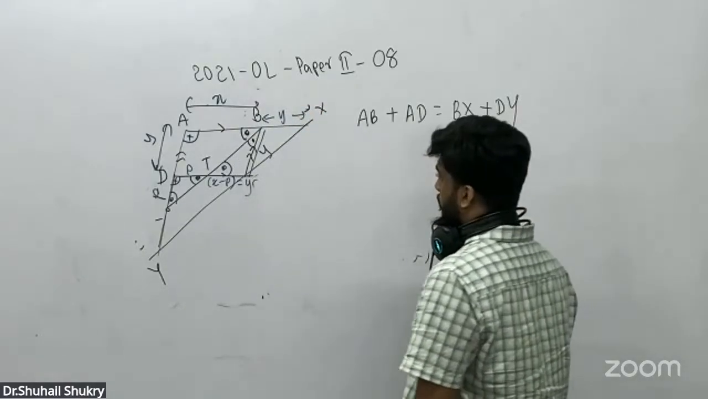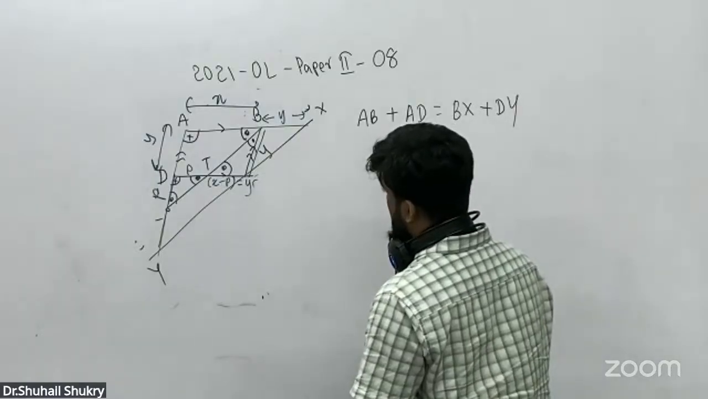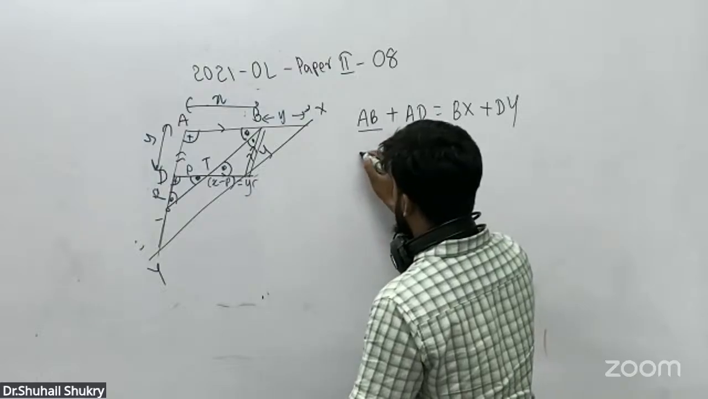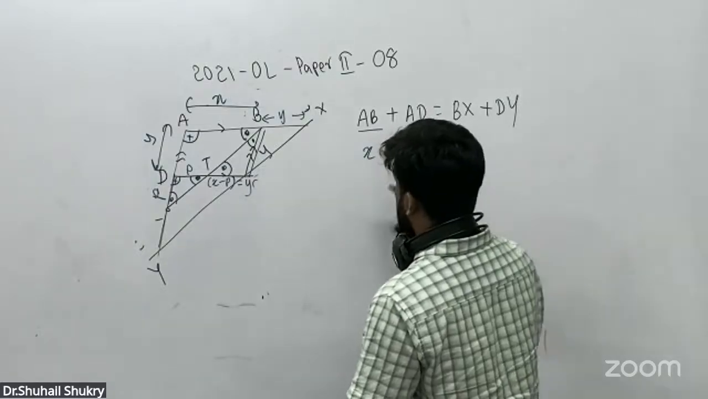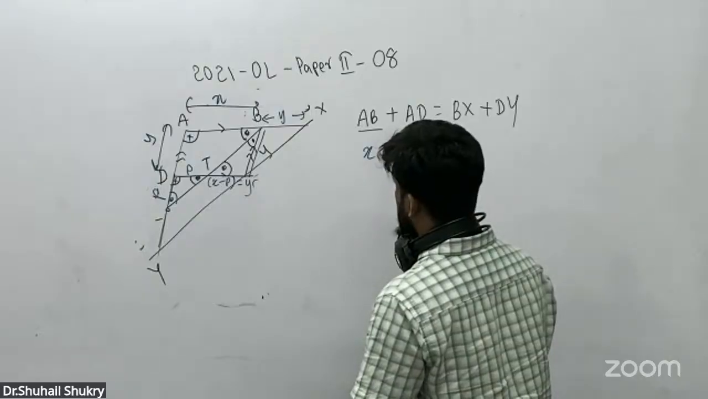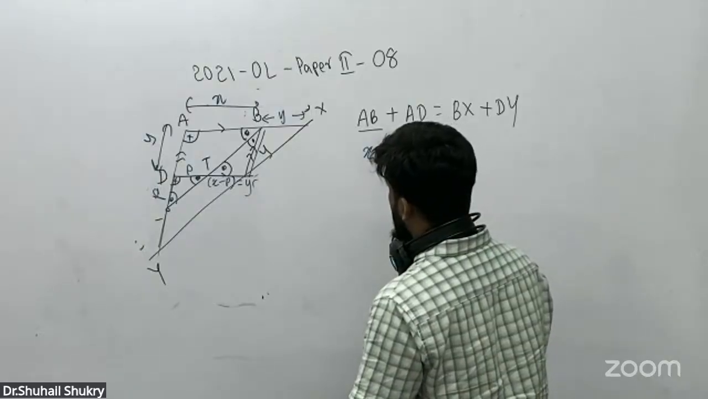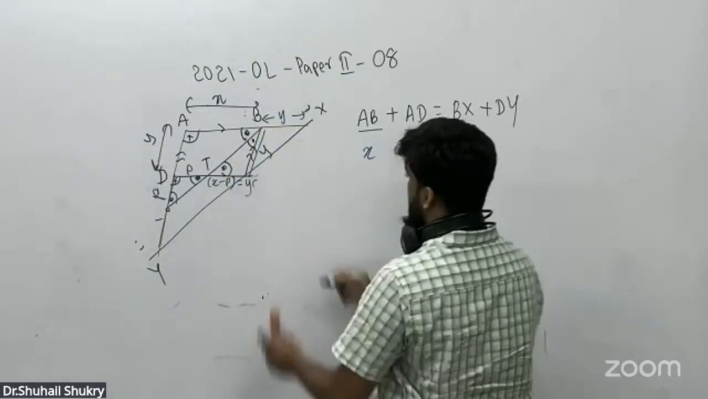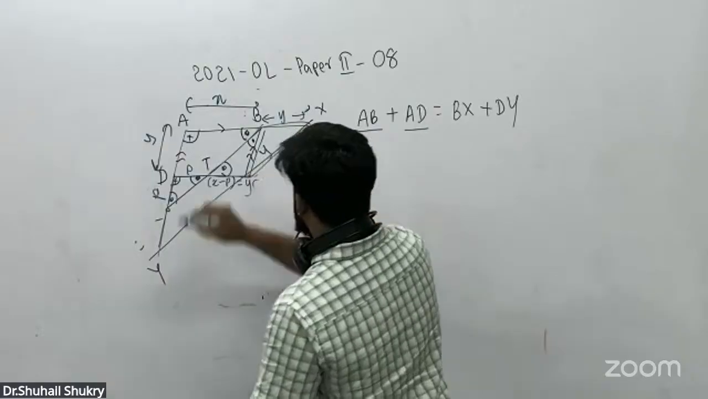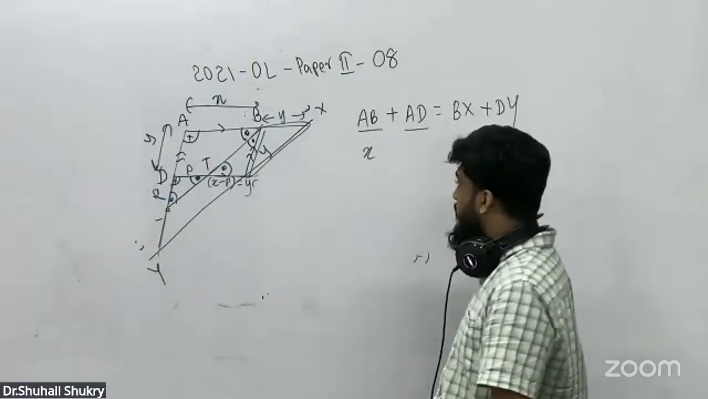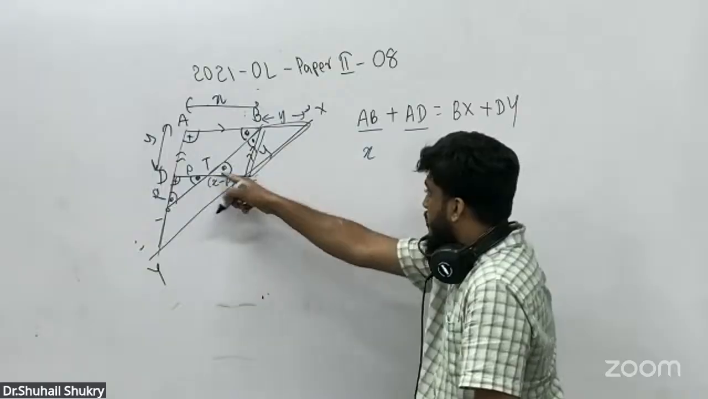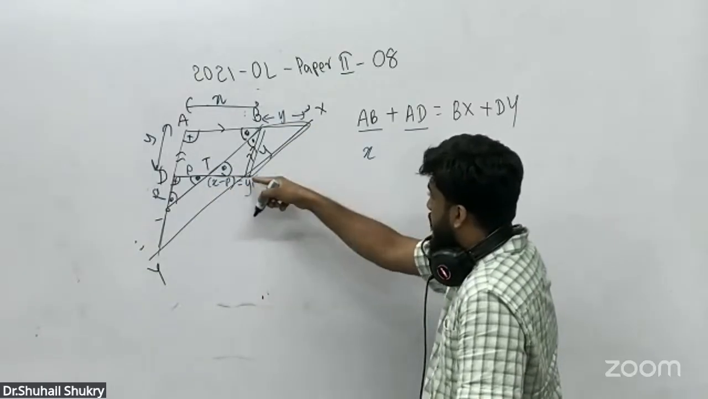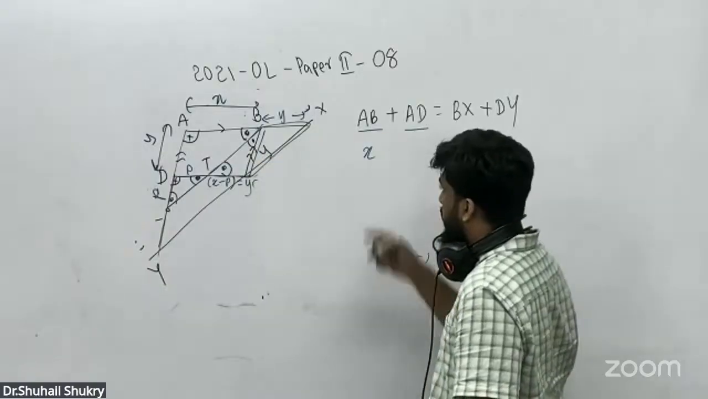Now we have found so many things. For AB, we'll put a value, no? AB is how much? X. For AD? Y? But this is Y, so this is also Y, no? See, this is a parallelogram, right? So this is Y, this one also Y. This X minus P is Y because this is an isosceles triangle. So AB we will put X.